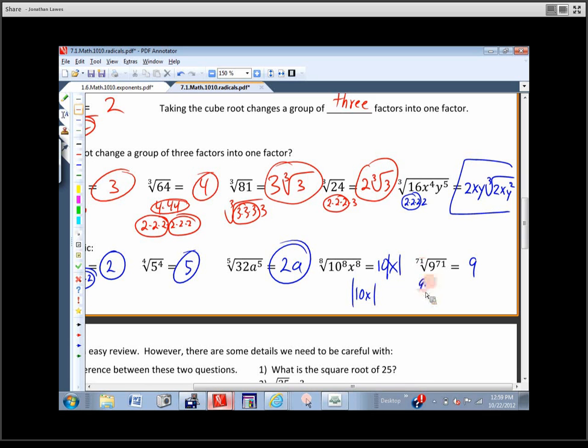So this is 9 times 9 times 9, 71 times. So we'd circle one group of 71 nines. Good? Okay.